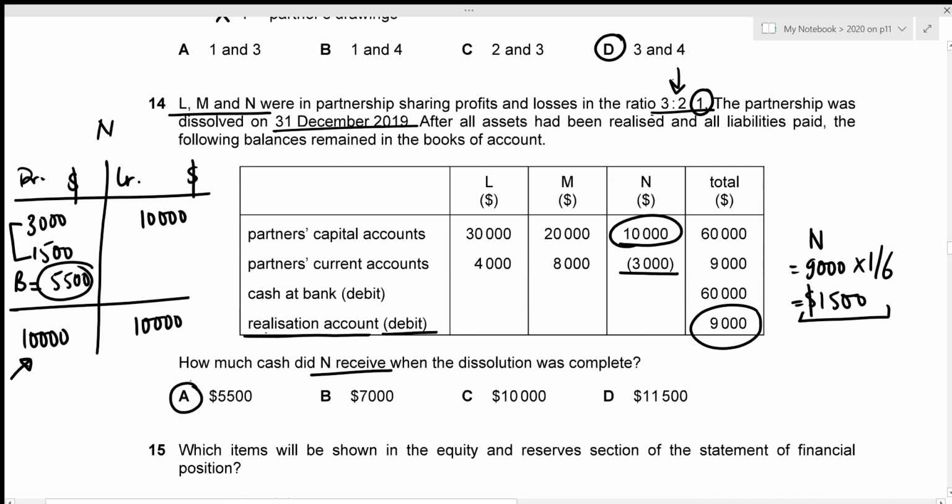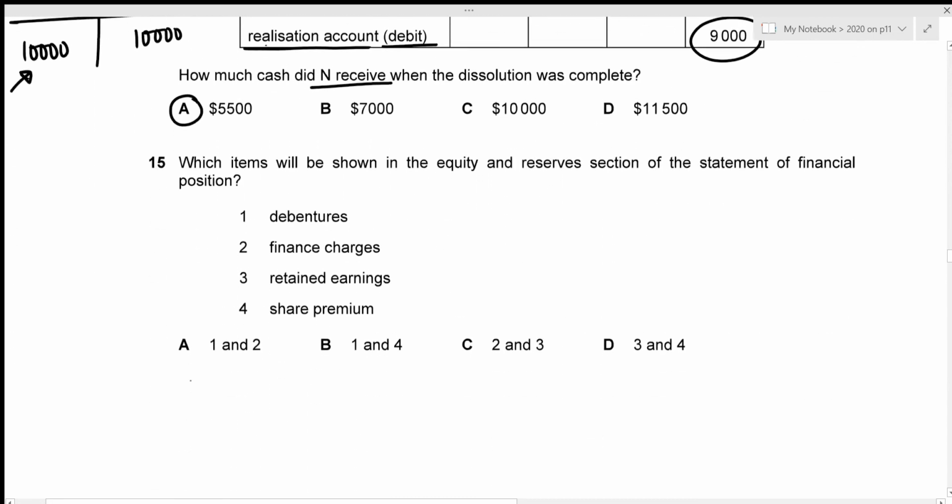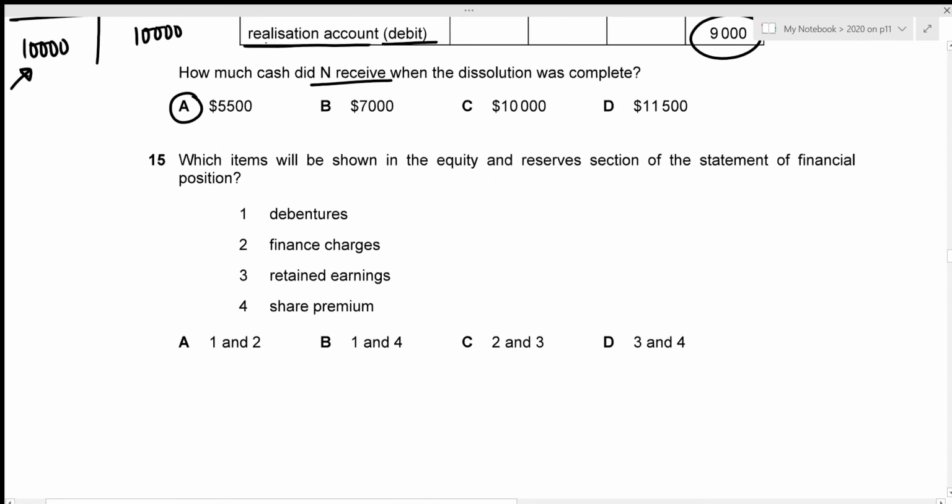Now we can move towards question number 15. We need to figure out which items will be shown in the equity and reserve section of the statement of financial position. So the first one is debentures, and debenture is actually included in the non-current liabilities section. So this is definitely not included in equity and reserves. Then we have finance charges. So finance charges is not included in the statement of financial position at all. This is something that is to be included in our income statement.